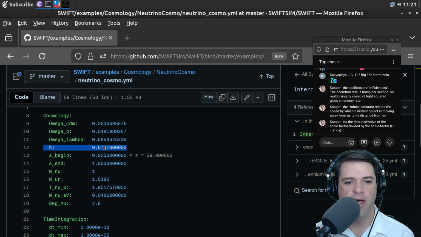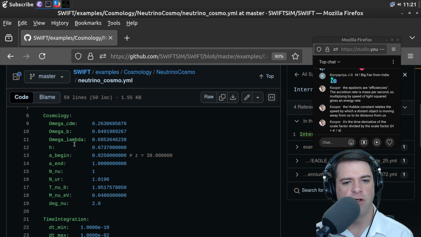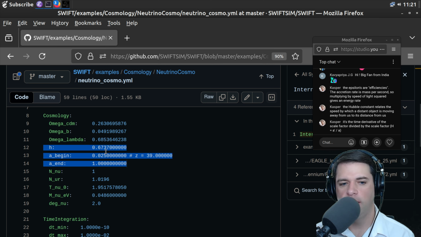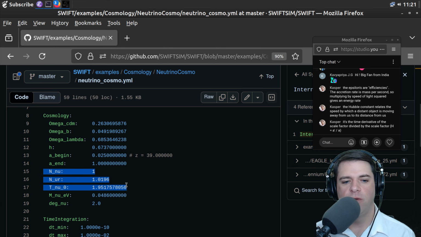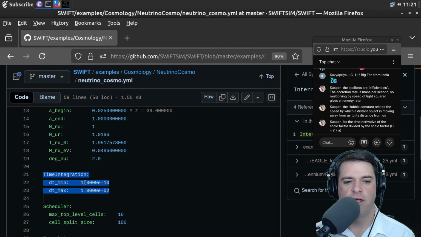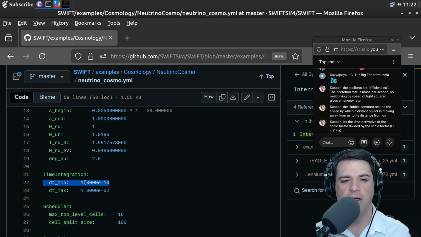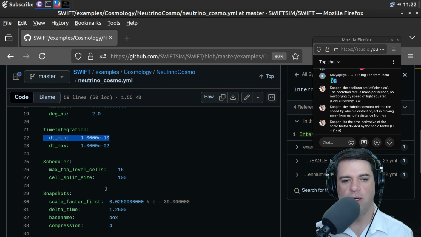So this is specifying H, and it's specifying A begin and A end. And I guess that gives you a differential equation to solve for A. And we've got N new and a bunch of other stuff. And we've got some time integration stuff that tells us how fine we're discretizing everything. It's a computer, so we're discretizing time. And I guess this is the smallest discrete unit of time or something along those lines.